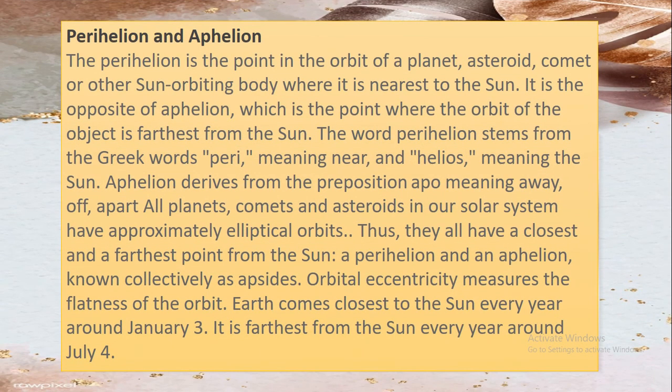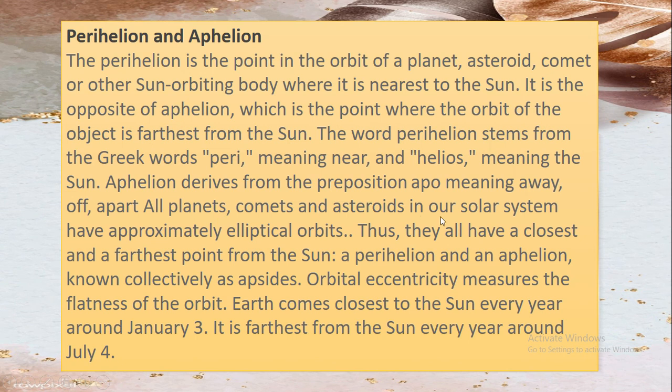So now we will know about perihelion and aphelion. The perihelion is the point in the orbit of a planet, asteroid, comet or other sun-orbiting body where it is nearest to the sun. That means the sun stays closest to the earth, and it is the opposite of aphelion, which is the point where the orbit of the object is farthest from the sun. The word perihelion stems from the Greek word peri meaning near and helios meaning the sun. Aphelion derives from the preposition apo meaning away, away of and apart.